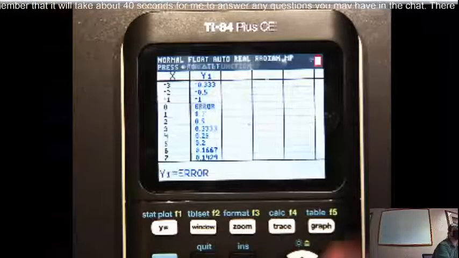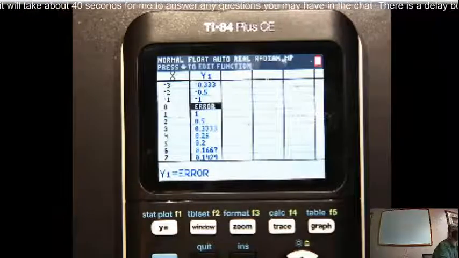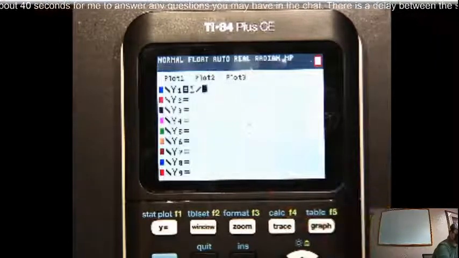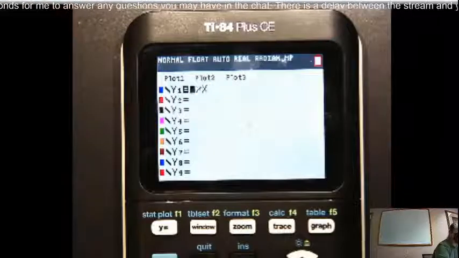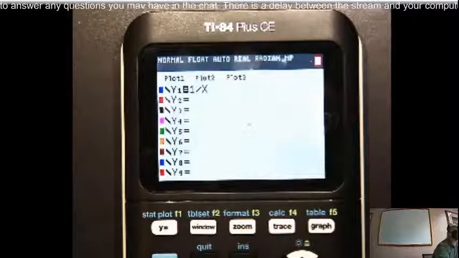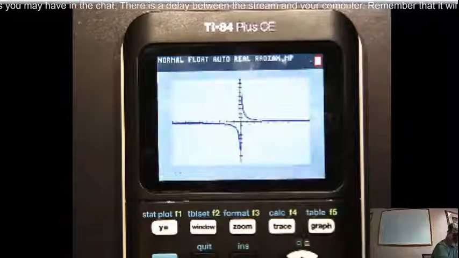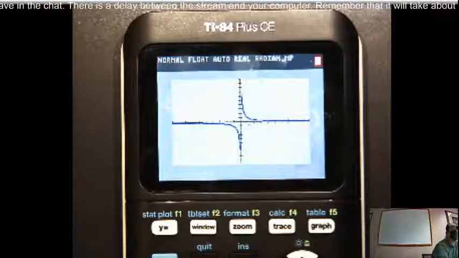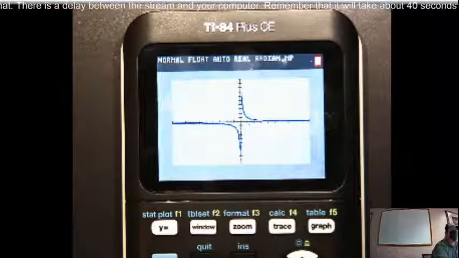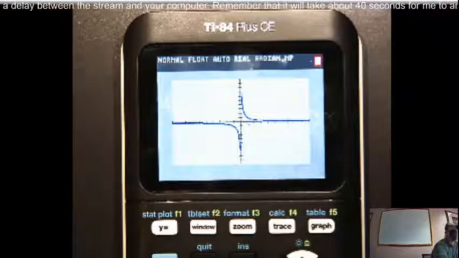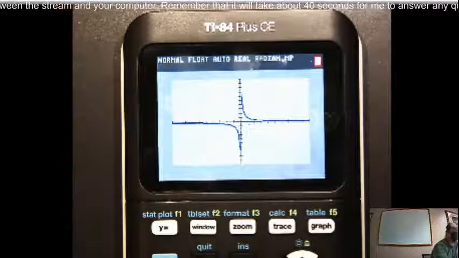X equals 0, we get an error. Well, that makes sense looking at this. If we plug in 0 for x, we have 1 divided by 0. Well, we can't divide by 0. So that's why we get this error here. It's just like with that square root of x. That value is not valid.